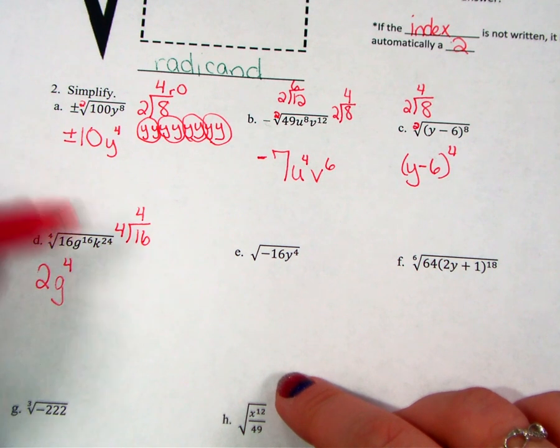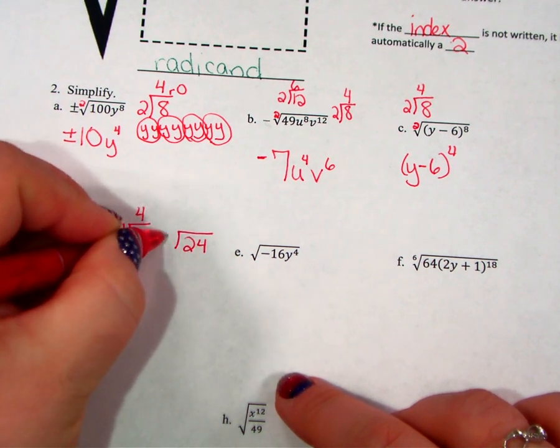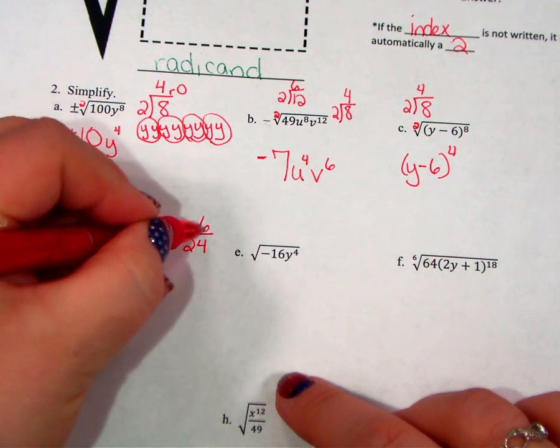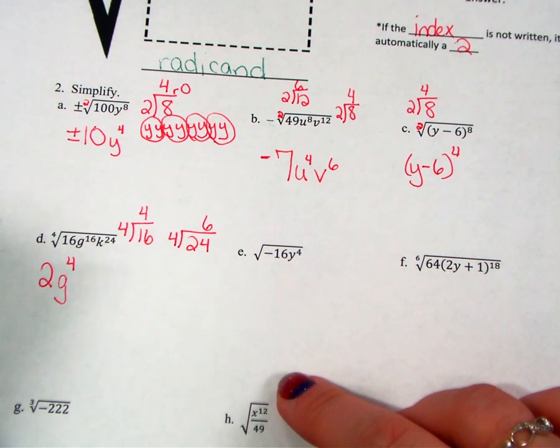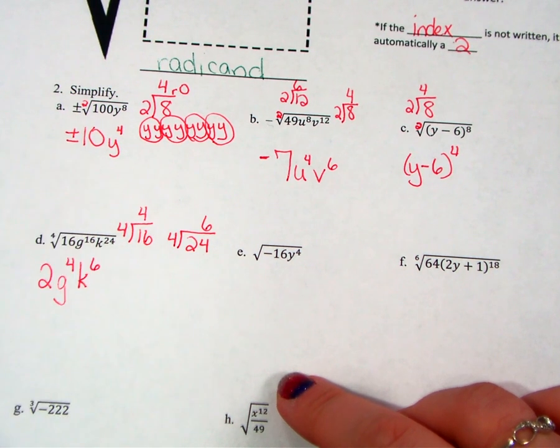Then we have k to the 24th. 24 divided by 4. 4 goes into 24 6 times with no remainder. So k to the 6th comes out.